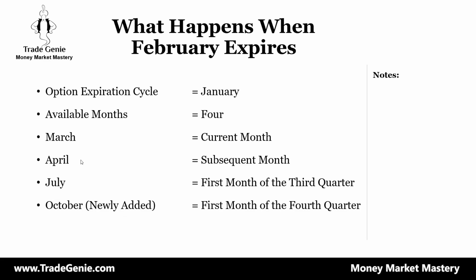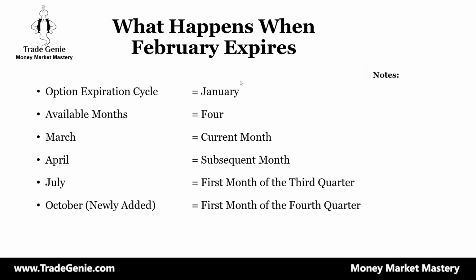It's not moving because we need 4 months: March, April, July, October. So October was not there, so the October expiry will be added to the chain. And why October? Because the stock belongs to the January cycle, and January is the first month of the first quarter, and October is the first month of the fourth quarter. So you will see October being added.